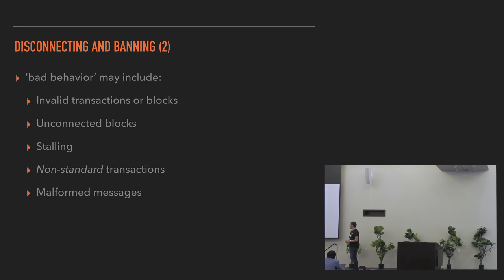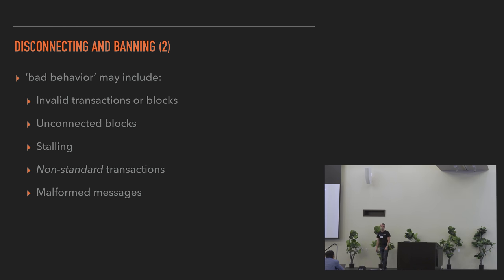There'd be things like, before CSV, before check sequence verify was activated, we might make using that opcode non-standard. So those transactions don't get propagated around, and then when CSV is activated, it becomes standard. It's a way of managing soft forks, and we had non-standard rules for SegWit as well.